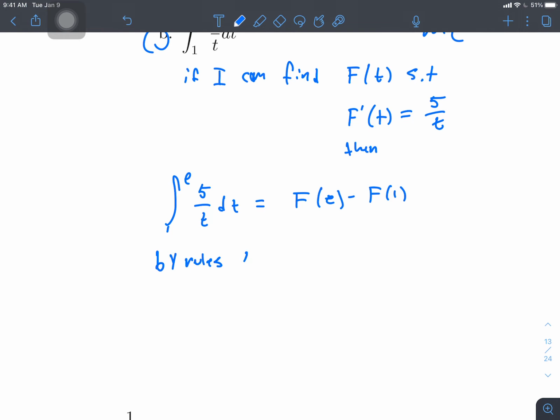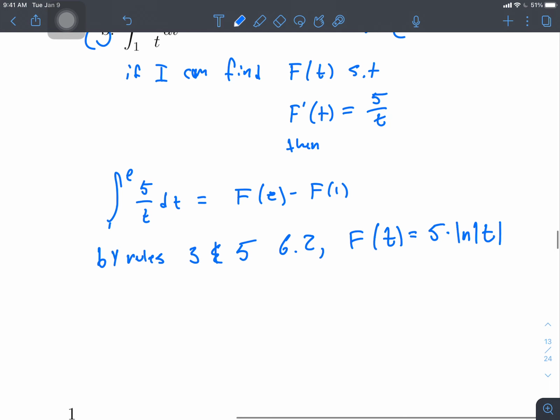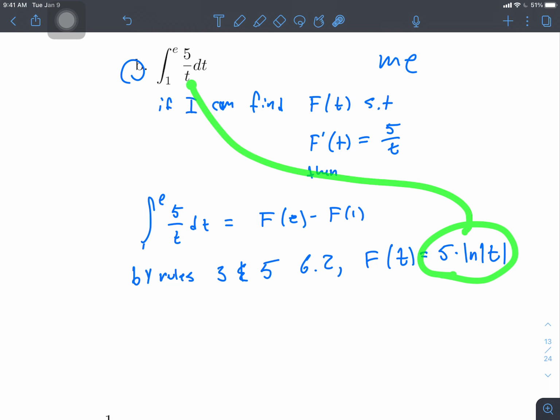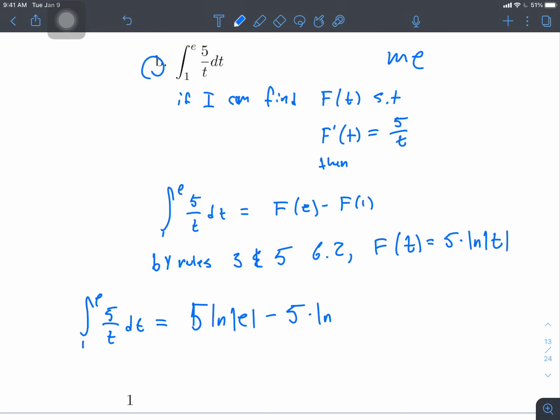So, by rules 3 and 5 from the previous section, capital F of t will be 5 times ln of the absolute value of t. So this is a function such that if I take its derivative, I get 5 over t. And now I can determine that the integral from 1 to e of 5 over t dt is equal to 5 times ln of e minus 5 times ln of 1, or absolute value of 1, whatever, which is just 5 minus 0, which is 5.